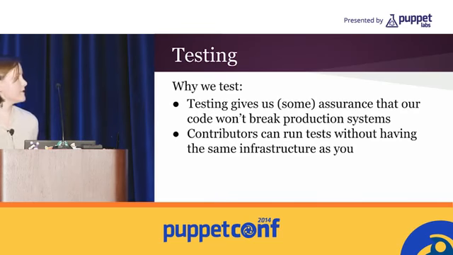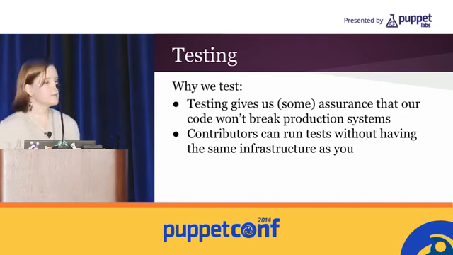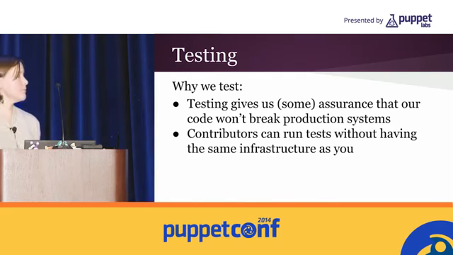The reasons why we test are it's going to give us a little bit of assurance that your Puppet code's not going to break in production systems. And it gives us all a baseline that contributors can use to contribute and have the same guidelines for what is working and what is not working. If it's green, it's working.